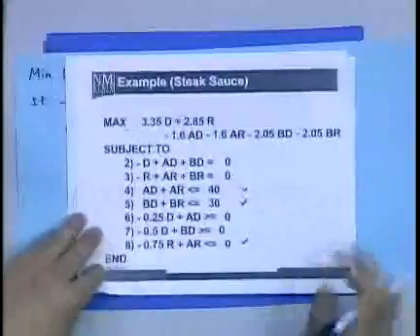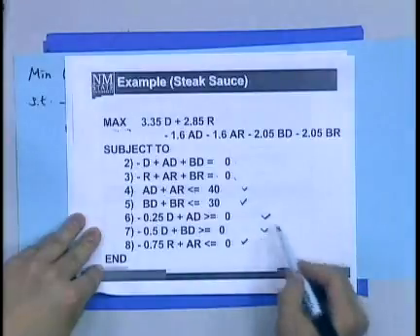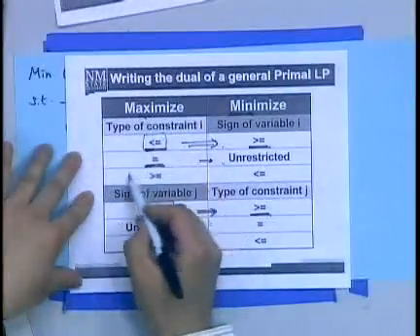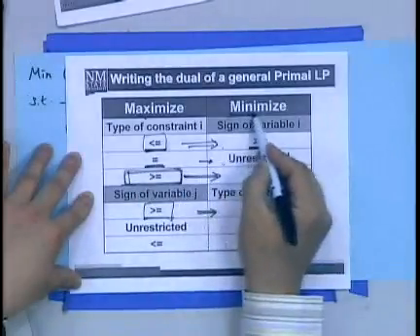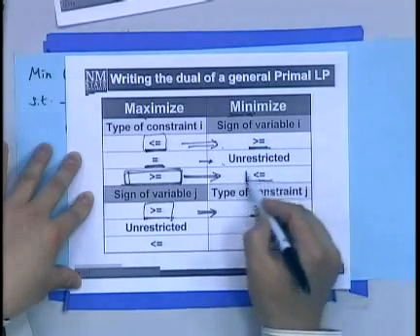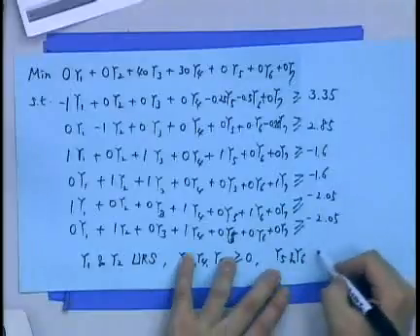You're almost done. In the maximization problem, the fifth and sixth constraints are greater than or equal constraints, which means in the minimization problem, the fifth and sixth variables should be less than or equal to 0, right? y5 and y6 should be less than or equal to 0, okay? So we have completed the dual problem.